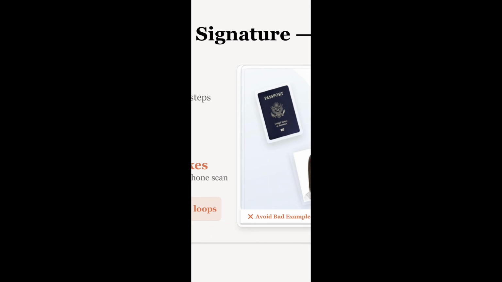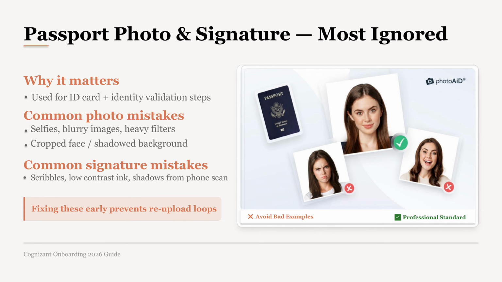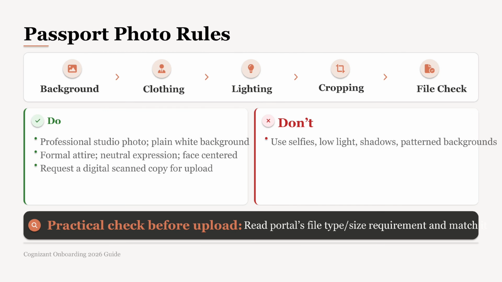The first and most ignored step in onboarding is your passport size photograph and signature upload. Many candidates delay their joining just because they upload unclear images. Please do not upload selfies or casual pictures from your phones. These photos will be used for your employee ID and the official records.